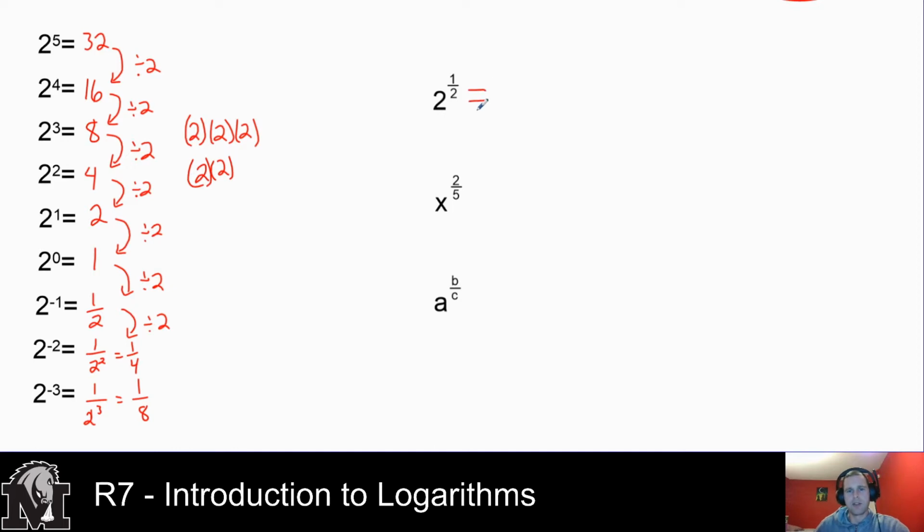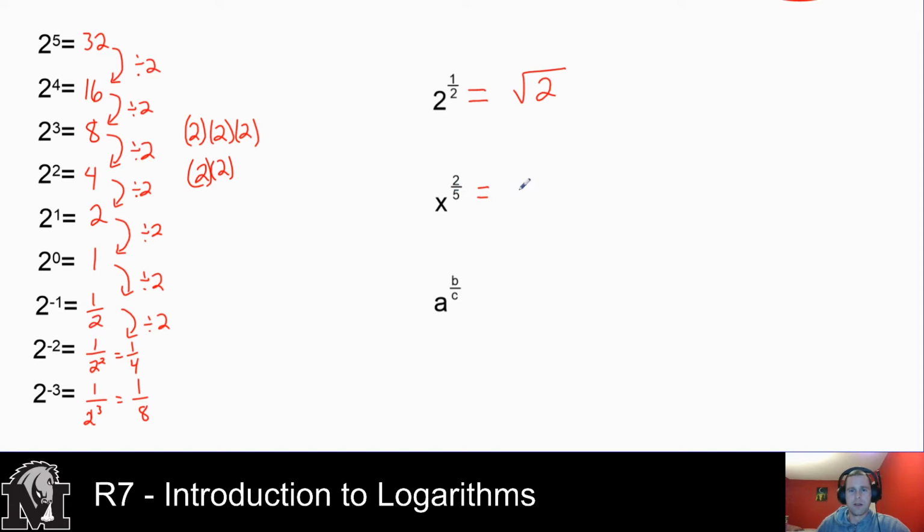Now we have some rational exponents over here, and rational means fractions. So when you have a fraction here, that generally means we're going to introduce a radical. So 2 to the power 1/2 is the square root of 2. So you'll notice that the denominator ends up as the index of the radical. We don't write the 2 there because it's just assumed to be 2 if there's nothing there.